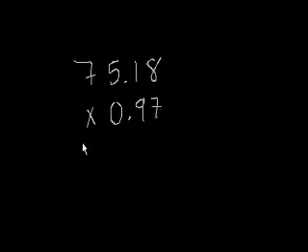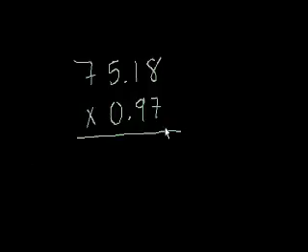0.97. At first you look at this problem and you're like, oh boy, that's tough. These decimals, I don't even know how to approach it. Well, this is what you do. You ignore the decimals when you start the problem, and you pretend it's just a regular multiplication problem. If you ignore the decimals, then you would have 7,518 on top and 97 on the bottom. If that doesn't make sense, let me just show you. I'm just going to ignore the decimals and do this like a normal multiplication problem.